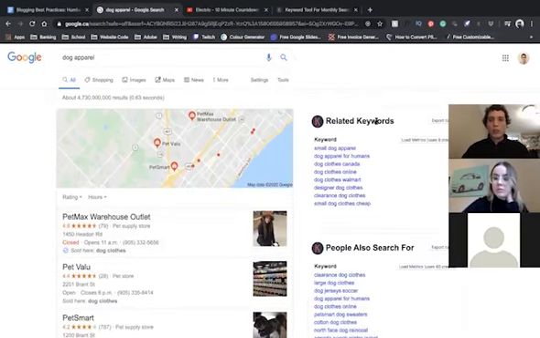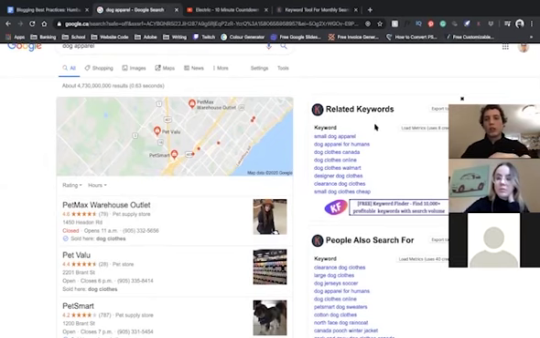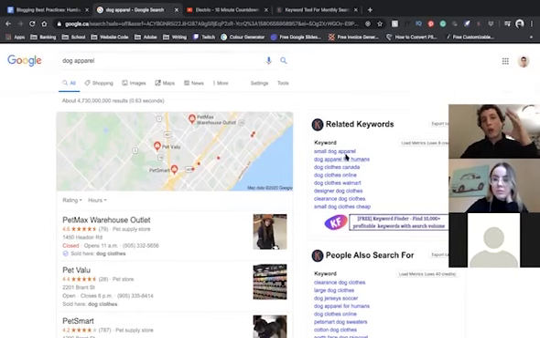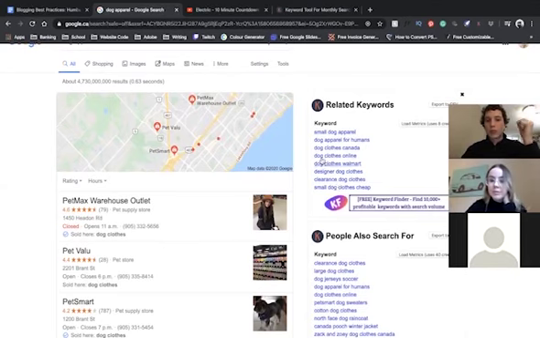And what this is going to do is put keywords on the right side of the screen where my mouse is right now. So these are the related keywords: small dog apparel for humans, dog clothes Canada, dog clothes online. Again, this is going to give you more ideas of what you could write about, but also keywords that you can put into your blog. So if you are doing a blog on dog apparel, maybe you're throwing in dog clothes online, dog clothes Canada.